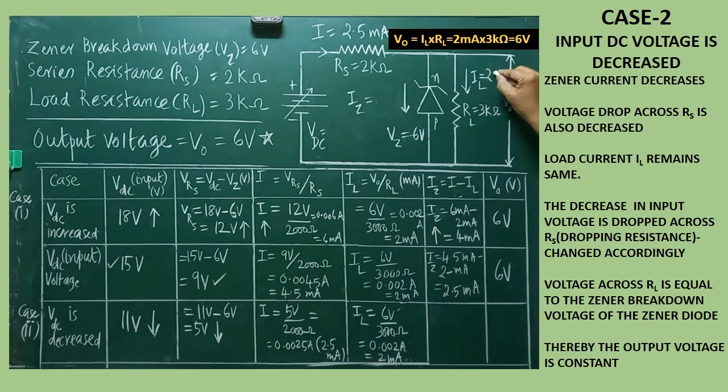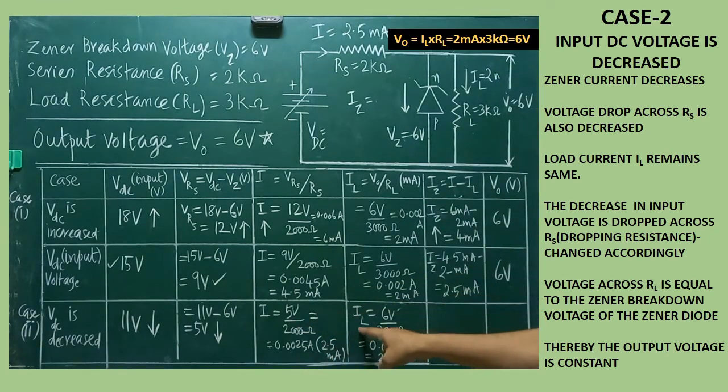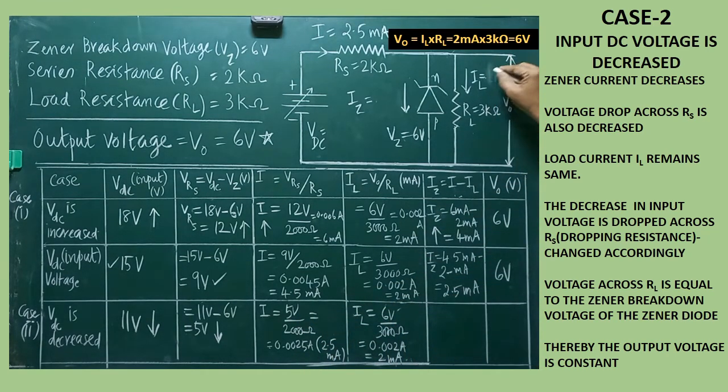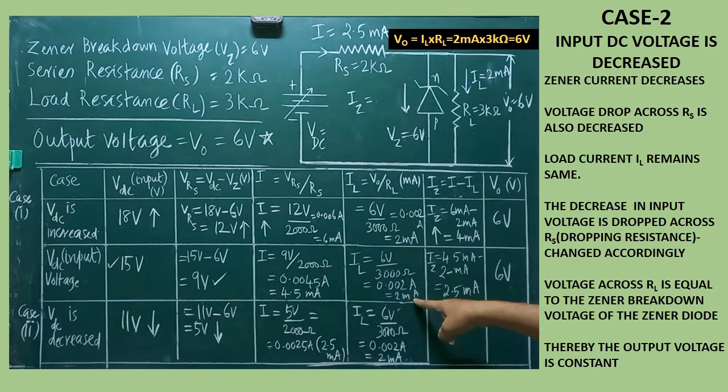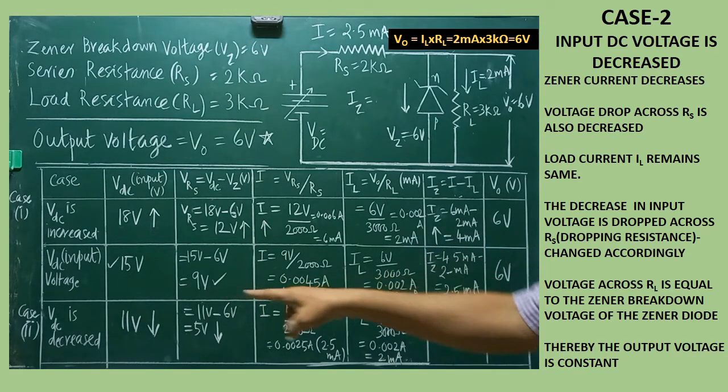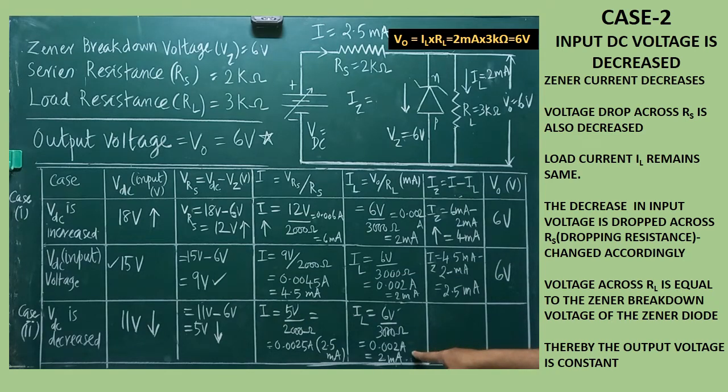Don't forget, here IL must be written. IL is equal to 2 milliampere. So this is the current. Look at in all cases. In the first case, the reference case, we have obtained IL value as 2 milliampere. When the voltage is increased, the current passing through the load is 2 milliampere. Now the input voltage is decreased, then also the current passing through load resistance is 2 milliampere. In all the three cases, the same amount of current flows through the RL.